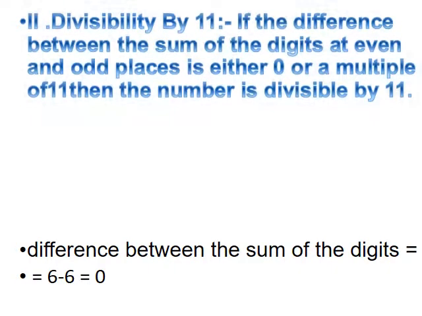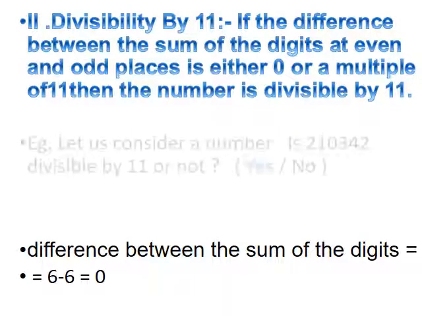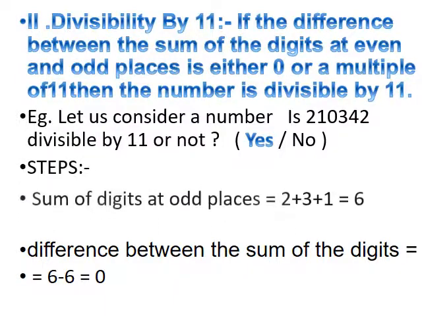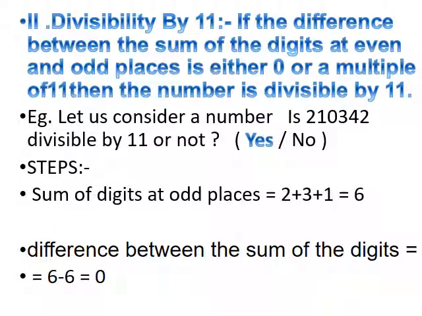Now divisibility by 11 is a little bit different. If the difference between the sum of the digits at even and odd places is either 0 or a multiple of 11, then the number is divisible by 11. See the example. Here a 6-digit number is given. First we have to find the sum of the digits at the odd places, and the digits at the odd places are 2, 3 and 1.